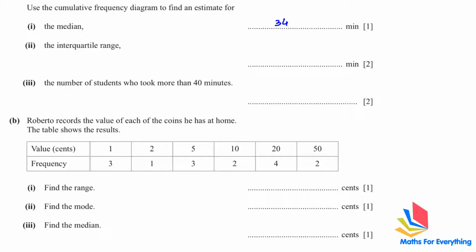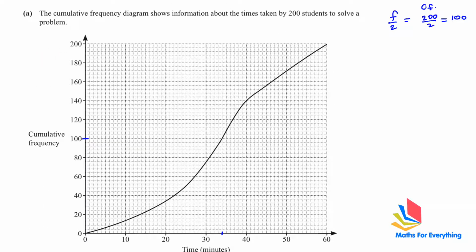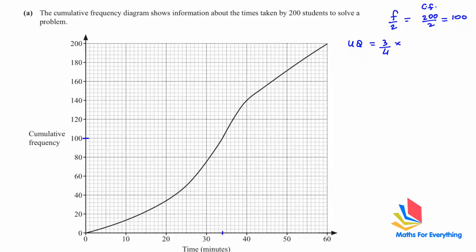Next, the interquartile range. To find the interquartile range, we need to find the upper quartile and the lower quartile. Upper quartile, we can find first the position of the cumulative frequency by 3/4 of the total frequency, which will give us 150. 150 is somewhere here. If we draw a line, you can see the corresponding time is 43 minutes.